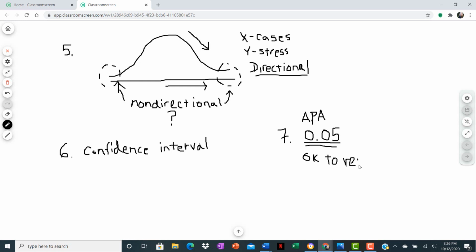Null. So I'm going to go to reject. Okay to reject null up to 5% of the time if it's occurring in your data. Okay, last one.